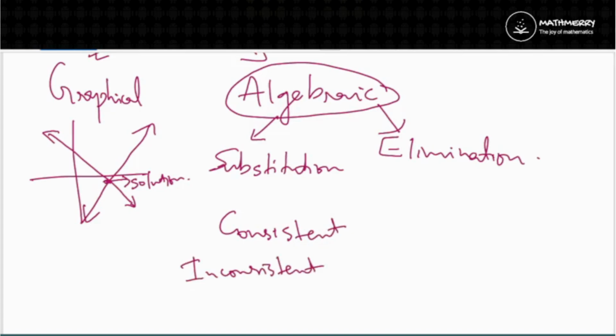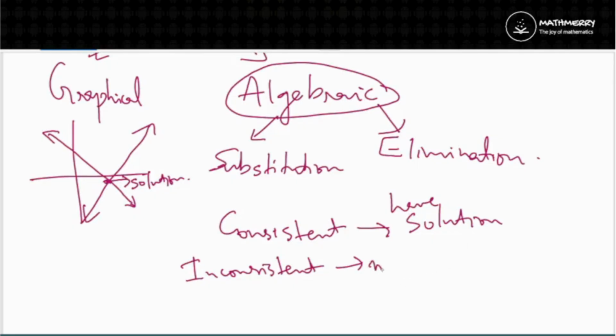So what do we mean by consistent? A consistent pair of linear equations in two variables means a pair of linear equations which has a solution. So consistent simply means that the pair of linear equations will have a solution. Now what about inconsistent linear equations, which has no solution?